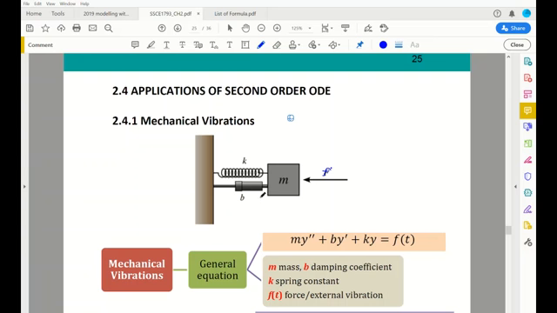can be written as the second order ODE, my double prime plus by prime plus ky equal to f. So f here is the external force. Why do these terms appear here? It actually comes from Newton's second law of motion, F equal to ma. The term my double prime here is actually this one.